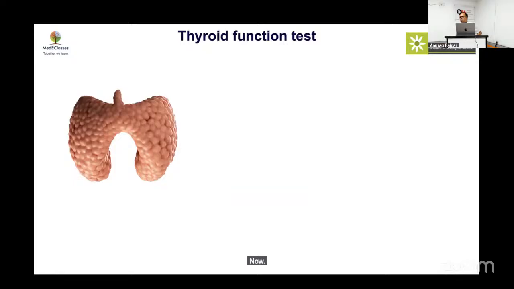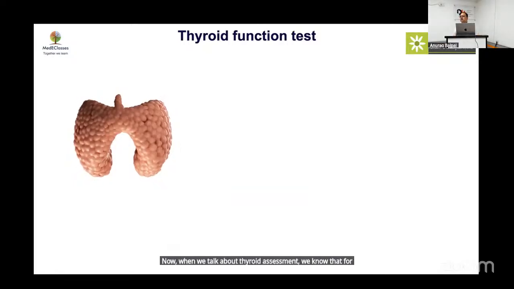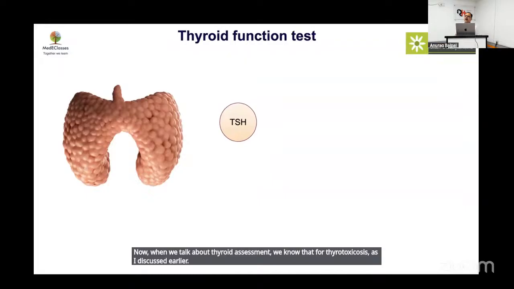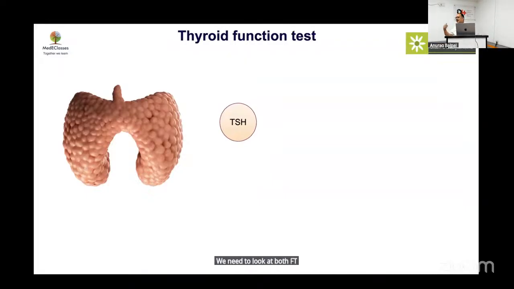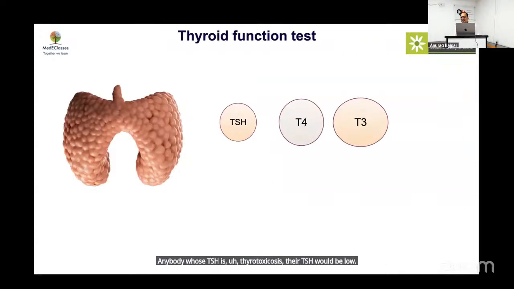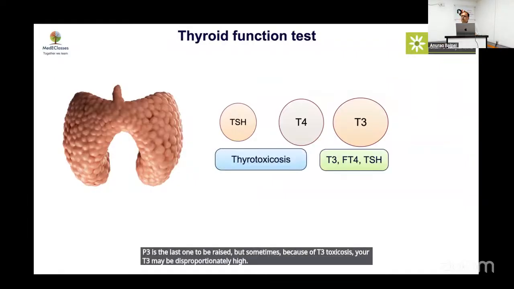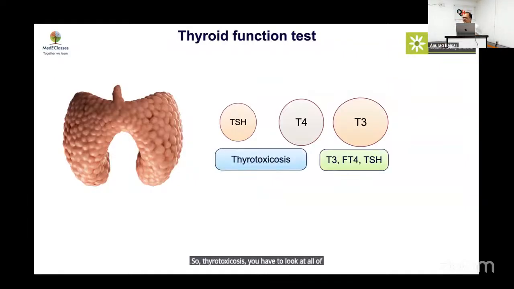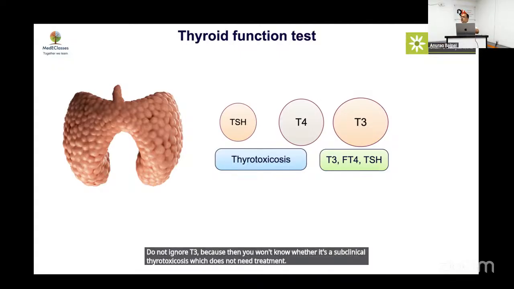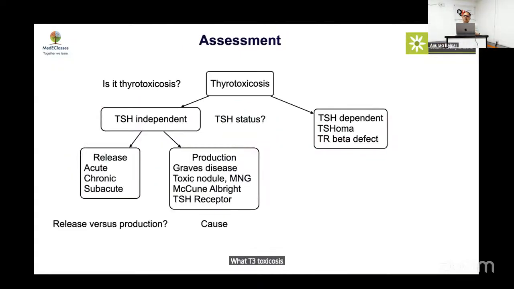Now, when we talk about thyroid assessment, for thyrotoxicosis, as I discussed earlier, we need to look at FT4, TSH, as well as T3. In anybody with thyrotoxicosis, TSH should be low and T4 is high. T3 is the last one to be raised, but sometimes because of T3 toxicosis, your T3 may be disproportionately high. So in thyrotoxicosis, you have to look at all three parameters together. Do not ignore T3, because then you won't know whether it's a subclinical thyrotoxicosis which does not need treatment or T3 toxicosis where treatment is definitely required.